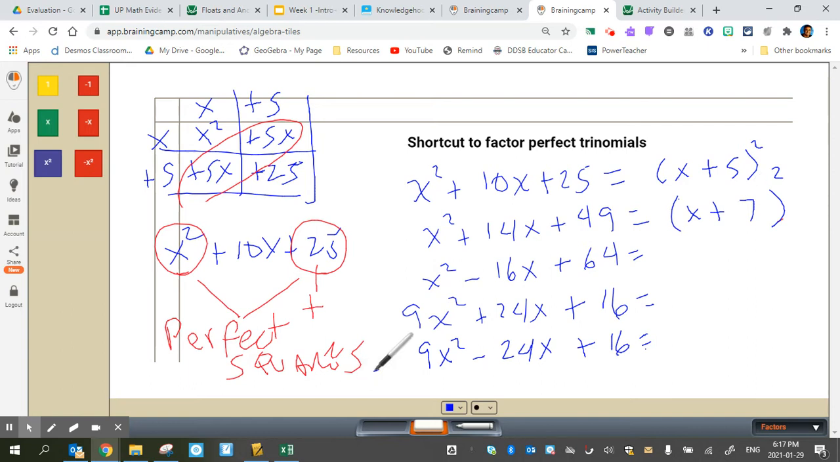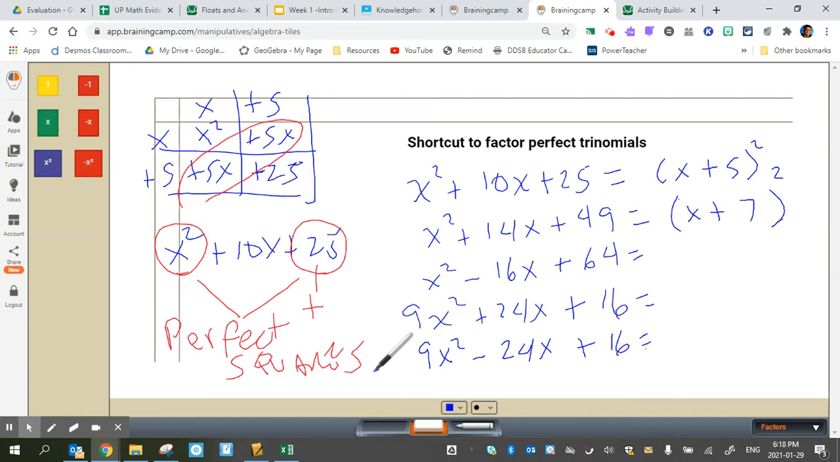So I hope you can see very quickly how easy this was to factor. First, I had to recognize that this was a perfect trinomial. I cannot do that with other trinomials. That's very important. If they're not, they didn't come from a binomial square. But once I recognize that, and to recognize that, I look at the first term and the last term, and I see if, particularly, both have to be perfect squares.